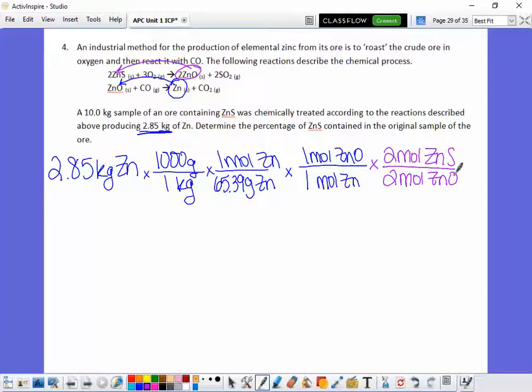Yeah? And then just one more step. I've run out of room, so I'm gonna write it down below. Once I have moles of zinc sulfide, where do I need to go next? Grams of zinc sulfide using the molar mass. Has anyone calculated that yet? 97.45 grams of zinc sulfide. So this will tell me how many grams of zinc sulfide were originally pulled from the ore. I want kilograms, right? So one last step, going back to kilograms.